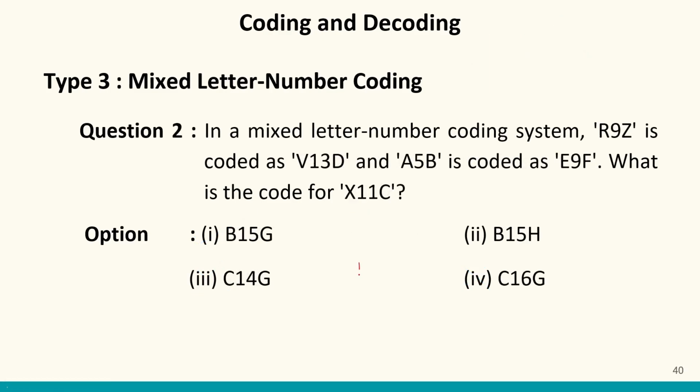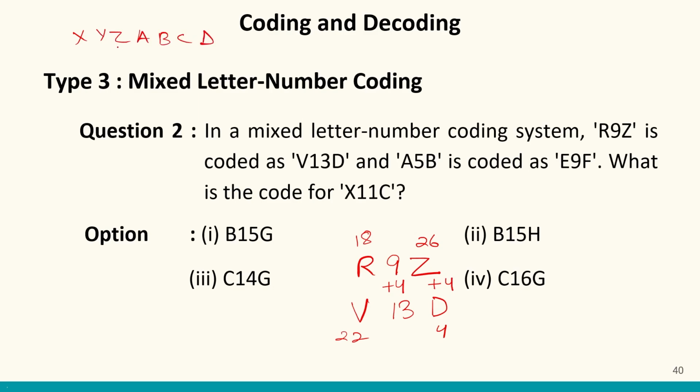Then this question. R9Z is written as V13D. If you know, R is coded as 18 and V is coded as 22. 9, if we add 4 into this, we'll get 13. And Z is coded as 26. And if we move 4 positions forward, we'll get D. How? Because I told you the concept of looping. If you have to go 4 positions forward from Z, you will go to 1 position, 2 position, 3 position, and 4 positions. So D will be the code.